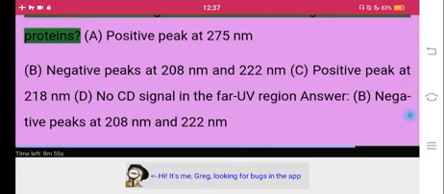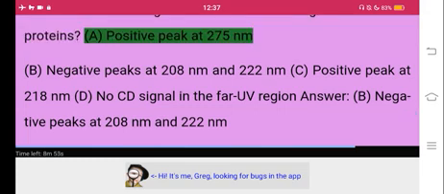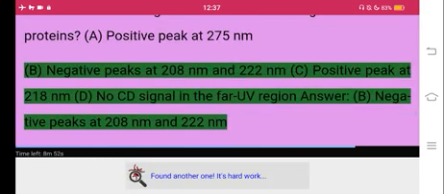CSIR NET 2019. Which of the following is a characteristic CD signal for alpha helical proteins? A. Positive peak at 275 nanometers. B. Negative peaks at 208 nanometers and 222 nanometers. C. Positive peak at 218 nanometers. D. No CD signal in the far UV region. Answer: B. Negative peaks at 208 nanometers and 222 nanometers.